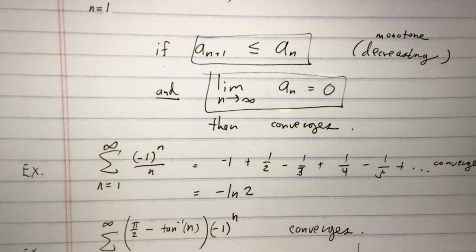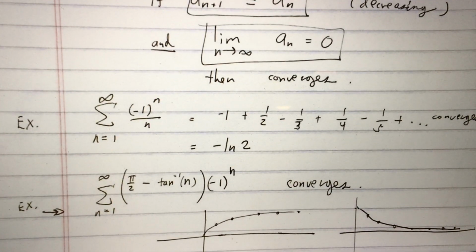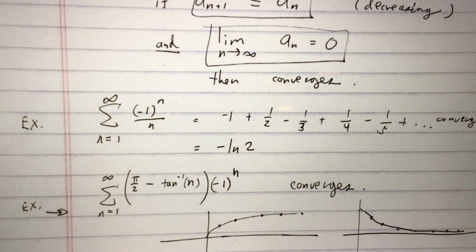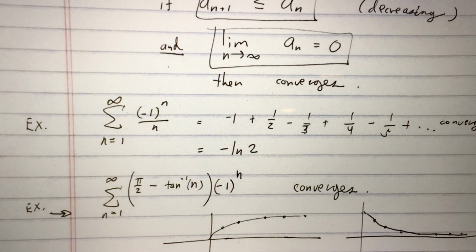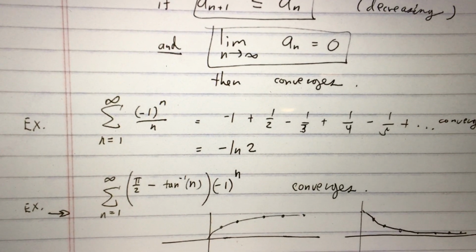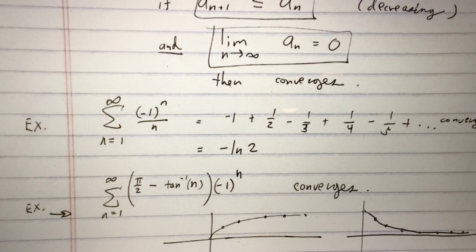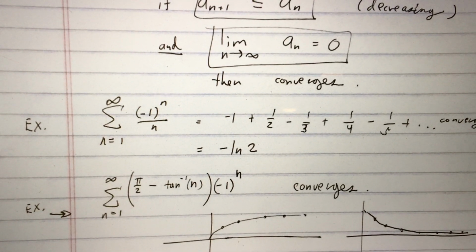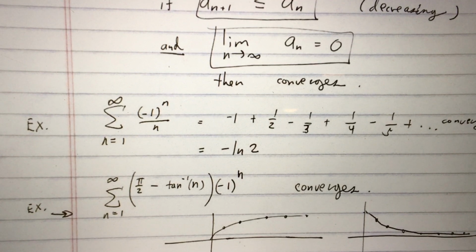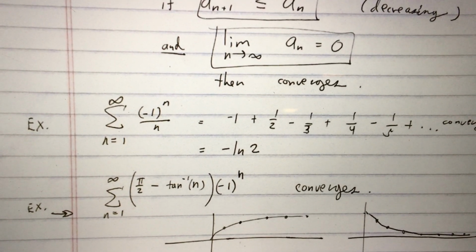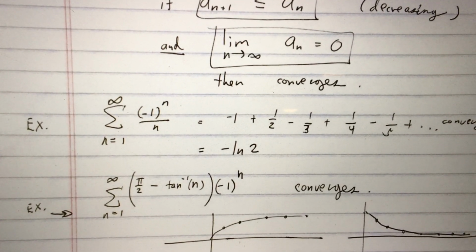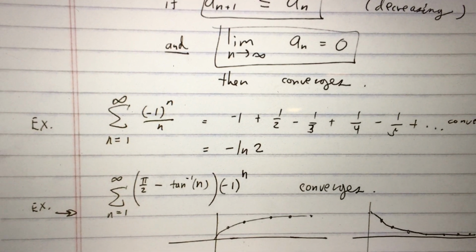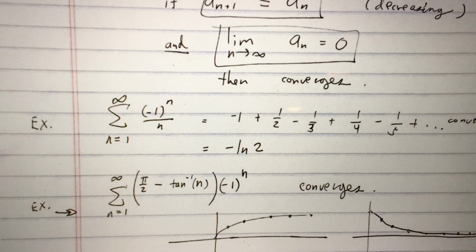Here's a fancier one. It has -1 to the n multiplied onto it, and then the rest of it is pi over 2 minus the arctangent of n, or pi over 2 minus tangent inverse of n. Alright, so that's a complicated looking series, but since it has the -1 to the n, all I need to do is look at the rest of it. So pi over 2 minus tangent inverse of n.